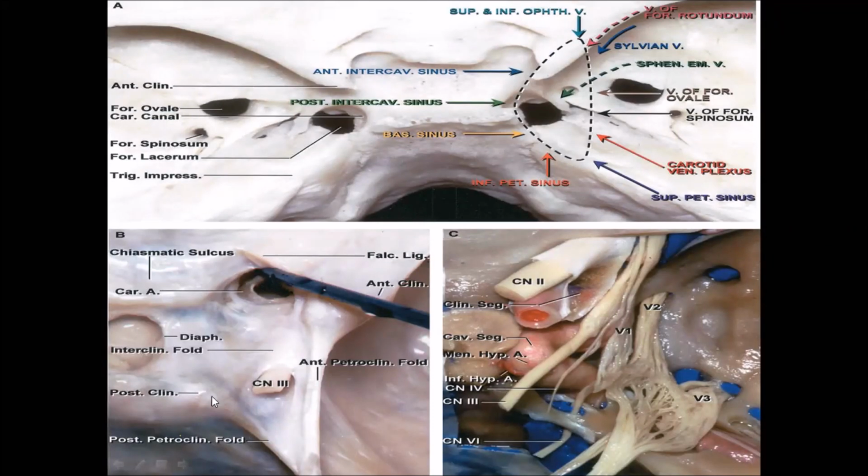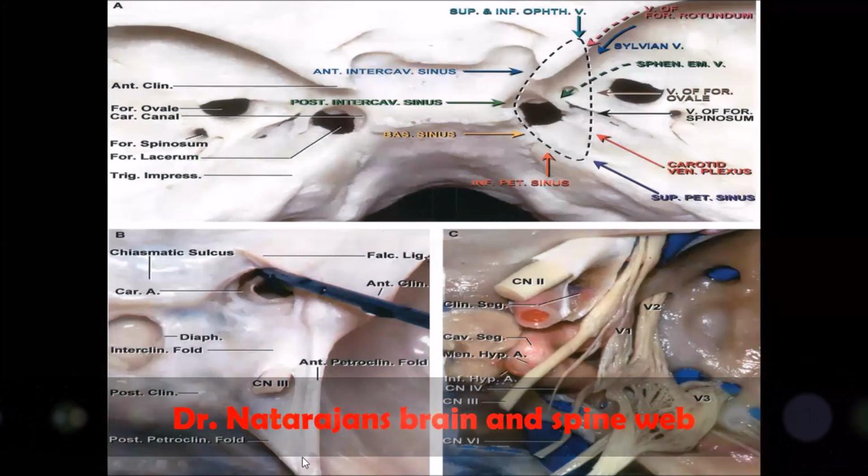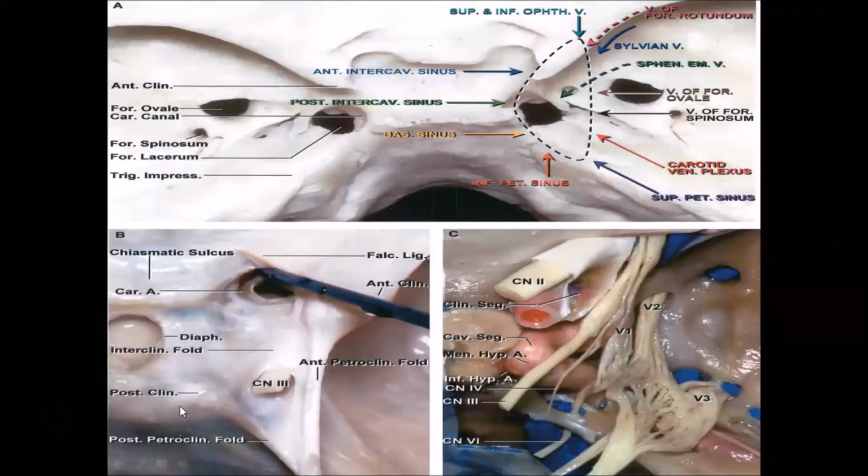And then here is the posterior petroclinoid fold. This is a dural reflection between the posterior clinoid process and the petrous apex. This is the petrous apex, and this is the posterior clinoid process. And then you have the interclinoid fold between the posterior clinoid process and the anterior clinoid process.